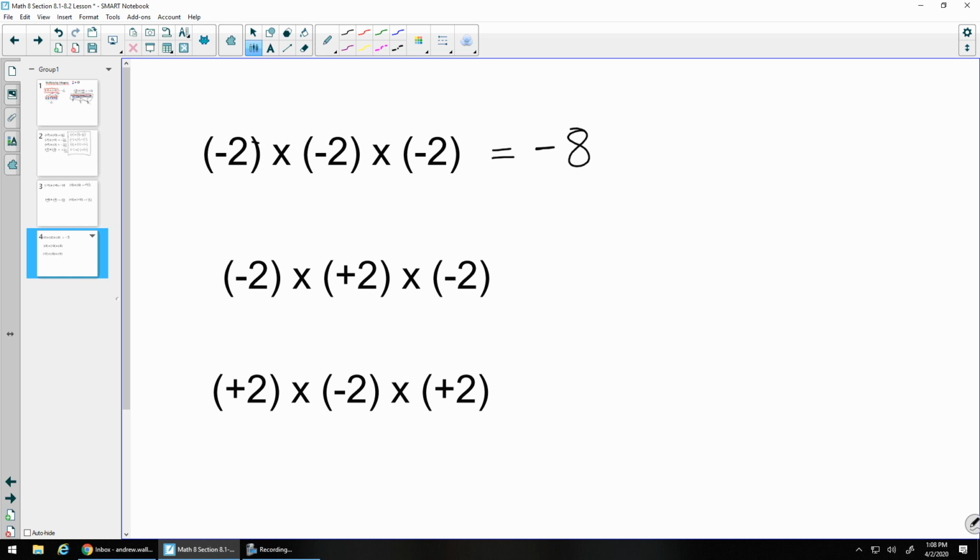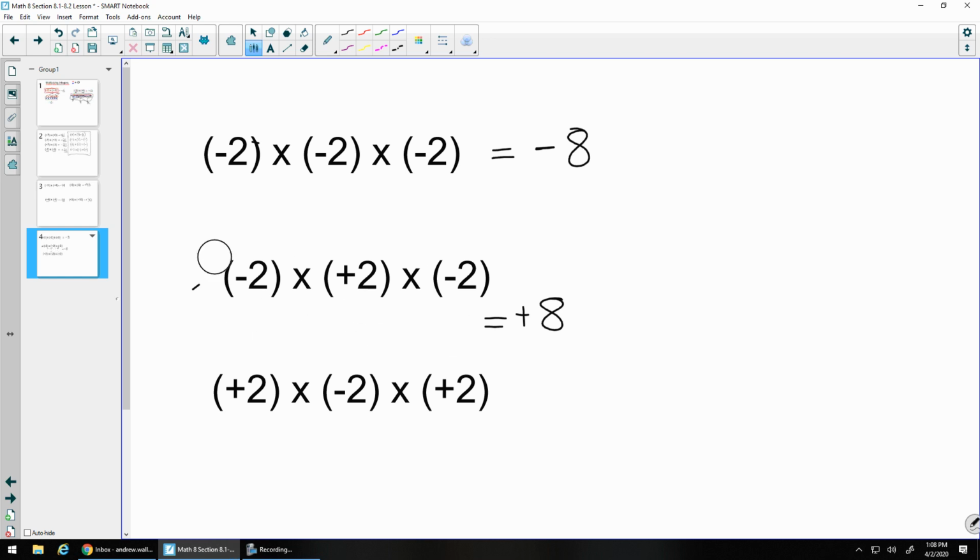So 3 negatives gave me a negative answer. My second problem here, negative 2 times positive 2. Negative 2 times positive 2 is 4. And is it positive or negative? A negative and a positive gives me a negative. So I have negative 4. I'm now multiplying that by negative 2. 2 times 4 is 8. Since it's a negative and a negative, that gives me an answer of a positive.